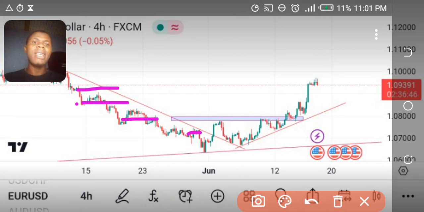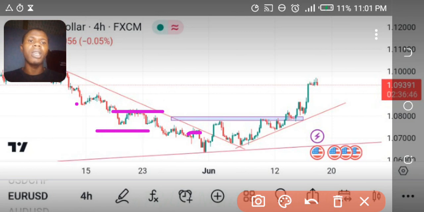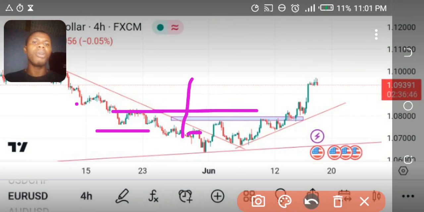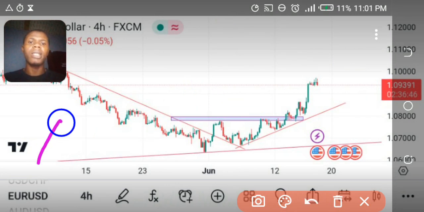Now, there are some traders that are actually waiting for a breakout, in the sense that they get their entry somewhere here and they put their stop loss here, so that if the market should do something like this, they will be buying to the upside. Let me do something like this.